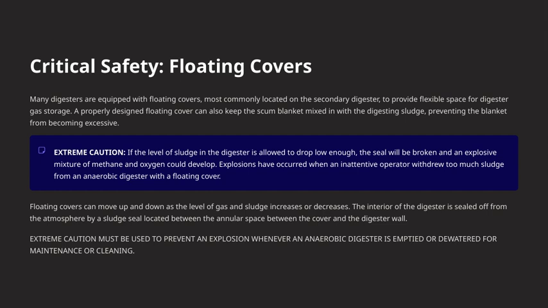Another key aspect is that floating covers are designed to move up and down as the amount of gas and sludge changes inside the digester. This movement is normal, and the interior of the digester is sealed from the atmosphere by a sludge seal located between the cover and the wall.